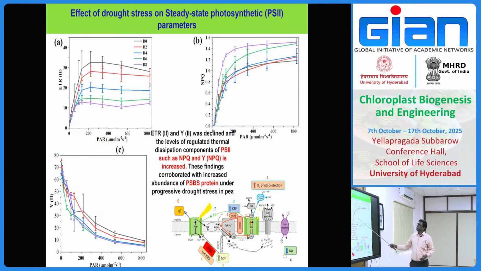And similarly, non-photochemical quenching is nothing but excess energy being quenched. The excess energy, that is very important. Plants get protected.